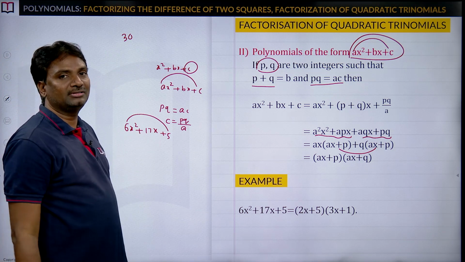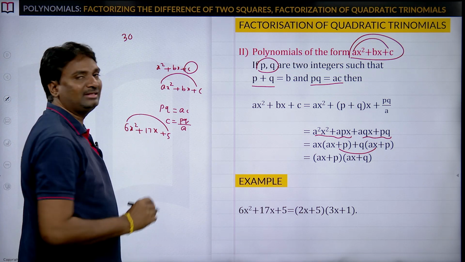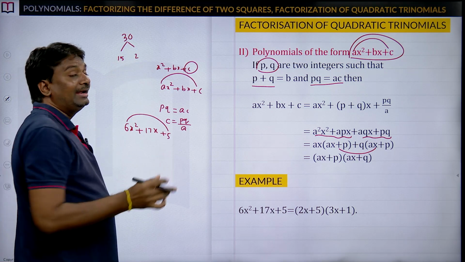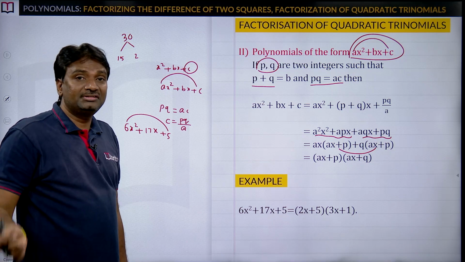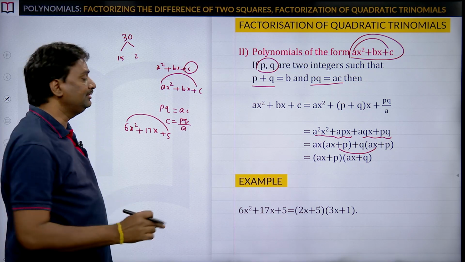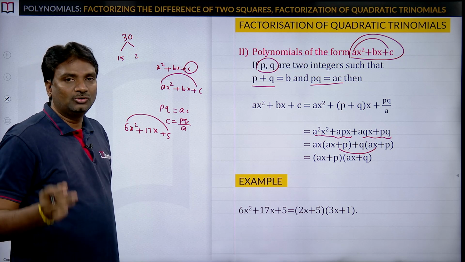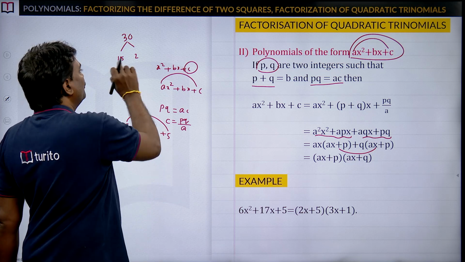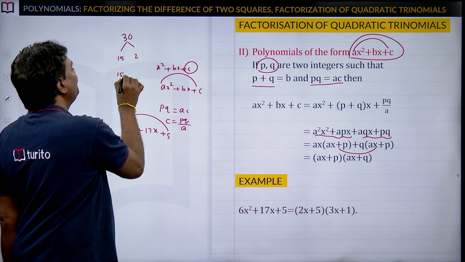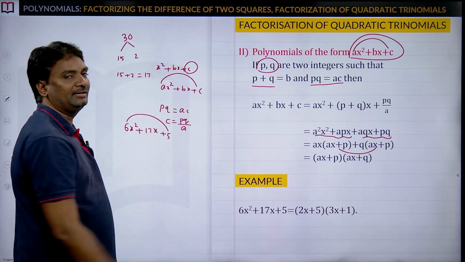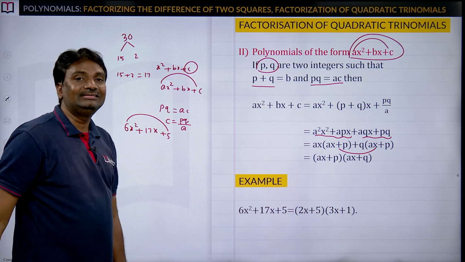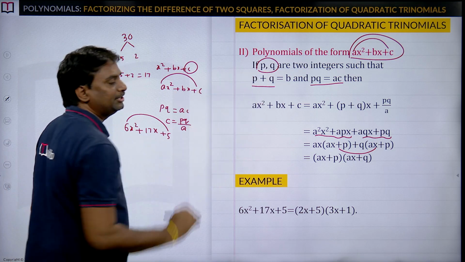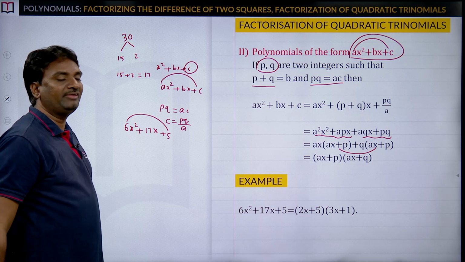Now, take the factors of 30. But here the middle term is 17. 15 and 2 are factors, 10 and 3 are also factors, 6 and 5 are also factors. But by adding them, you will not get 17. So, according to the middle term, you have to consider the right factors of 30. 15 into 2 is 30, and by adding 15 and 2, what will you get? 17. That is why we can write 17 as 15 plus 2. So, p plus q, 15 plus 2, that is b, and p into q, 15 into 2 equals 30.